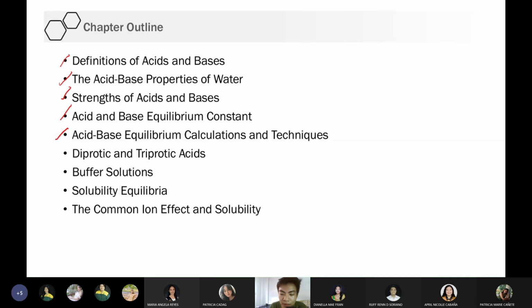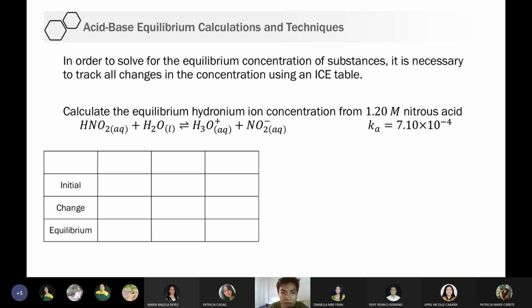Okay, so let's proceed with the acid-base equilibrium calculation technique. So last time we were able to answer a problem using the ice table, and then later on we did the algebra here, using the quadratic equation. We actually got the x value equal to 0.029, if I remember correctly. So yes, we got x equal to 0.029 using the quadratic equation.